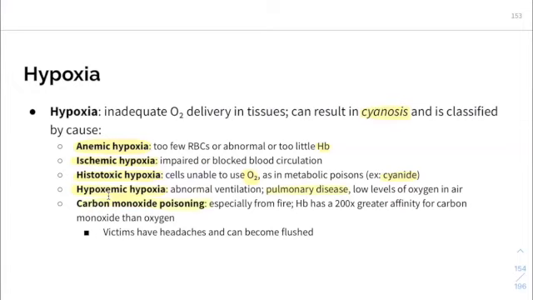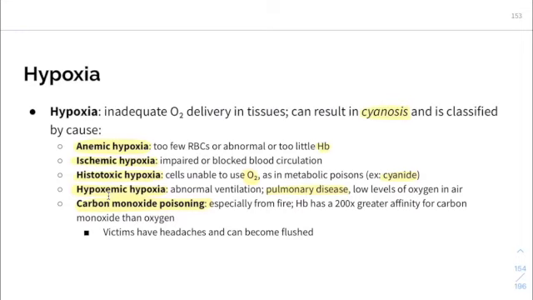Carbon monoxide. Hemoglobin will bind to carbon monoxide a lot easier and faster than it does with oxygen. It has a higher affinity for binding. So if somebody gets carbon monoxide into their system, it binds to that hemoglobin. So your hemoglobin can no longer pick up oxygen. And if you can't pick up oxygen and take it to your tissues, it can cause all kinds of problems.